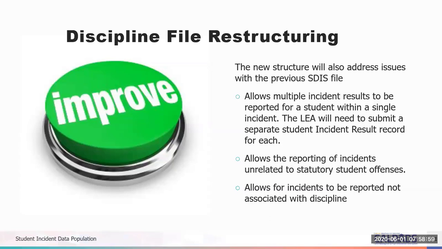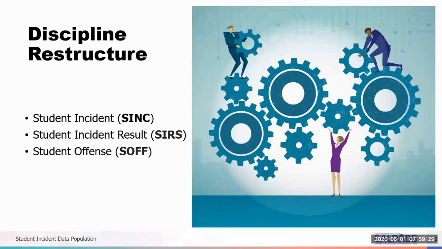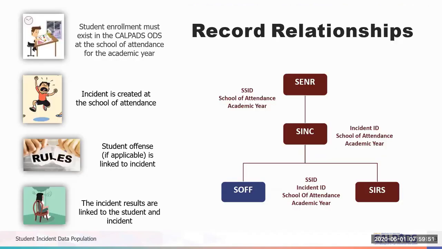Again, restraints and seclusion. And the last thing that the discipline file restructuring provides is that it allows for student incidents to be reported that are not associated to discipline. You can have an incident, a behavioral emergency, and that is now reported. The result of the discipline restructure introduces 3 different file types: the student incident, the SINC, the student incident result, the SIRS, and the student offense, the SOF. So here we have a view of the record relationships.